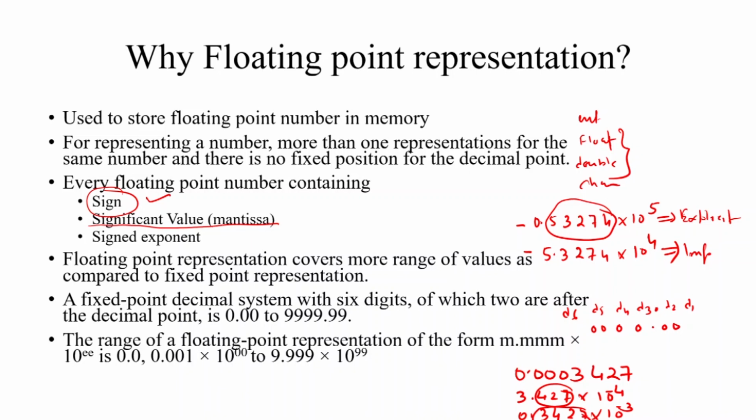But what is the highest number represented using this type of fixed notation? Simply when all the digits are 9999.99, because the maximum digit in case of a decimal number is 9. So this is the maximum number represented by 6 significant digits out of which 2 decimal digits are after the decimal point.